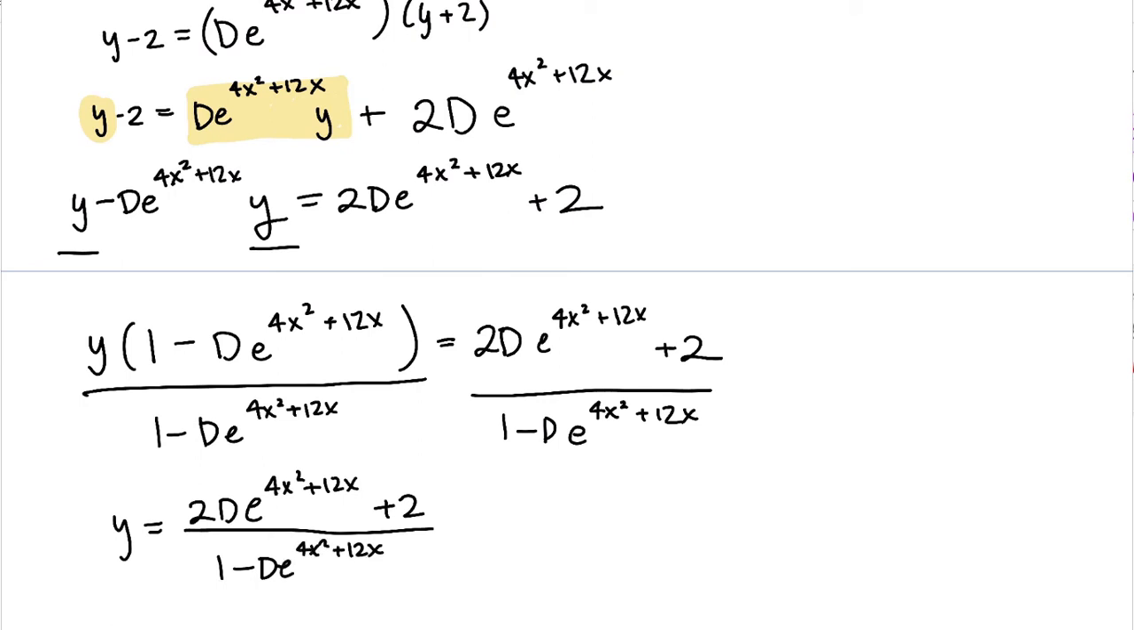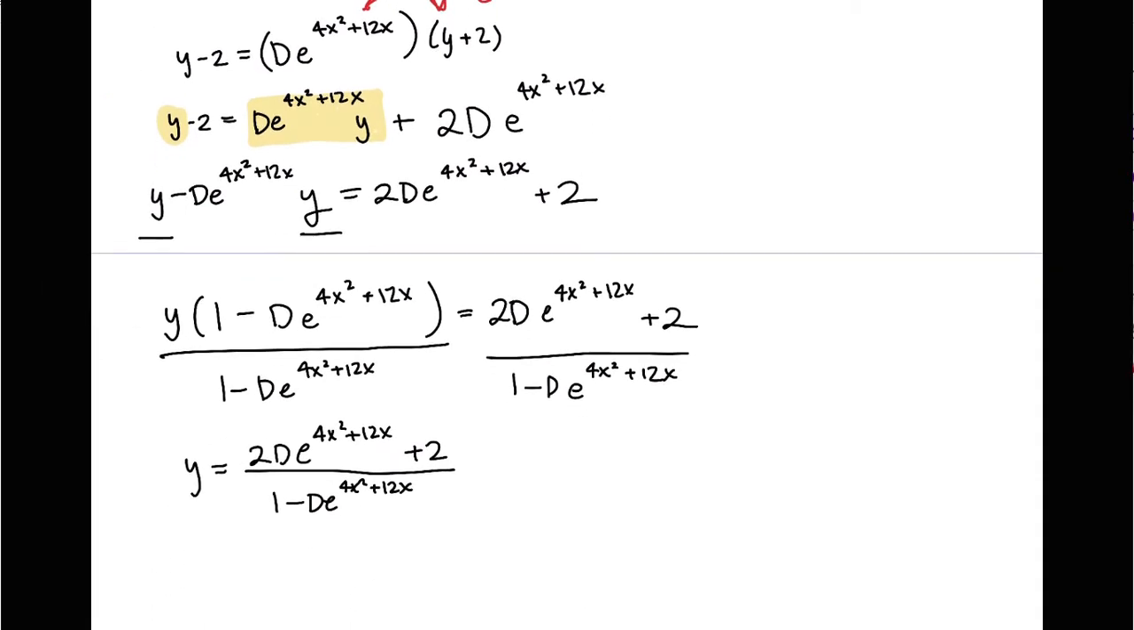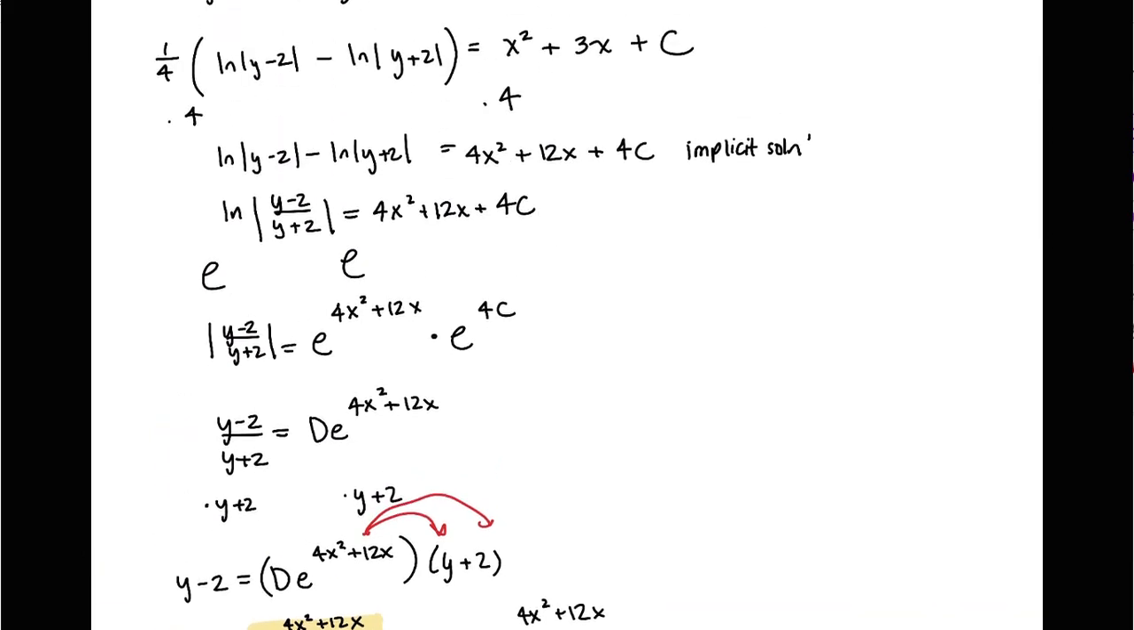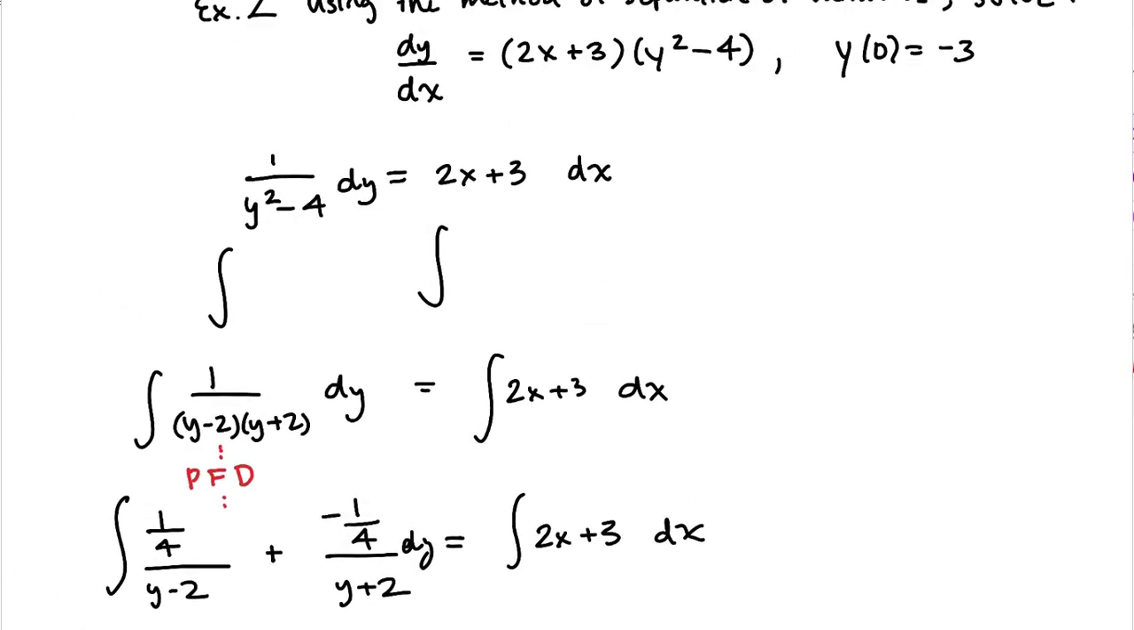Okay, doesn't look pretty, but there it is, right? So this is our general solution. Okay, it's general because we have not solved for our constants yet, but we were given an initial condition. So with the initial condition, I should be able to solve for what D is equal to.